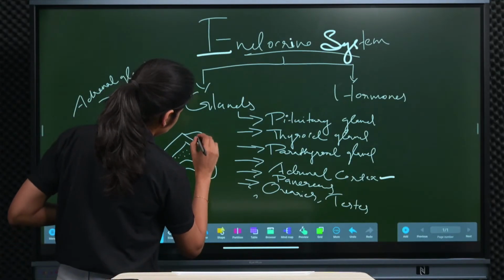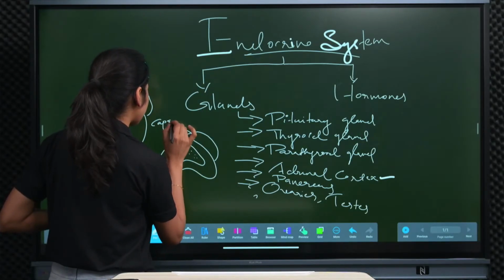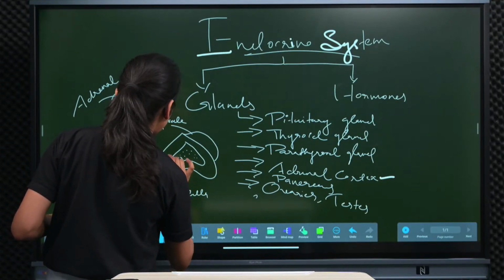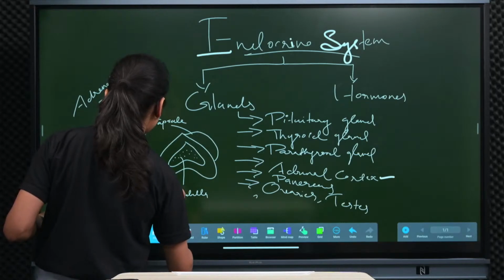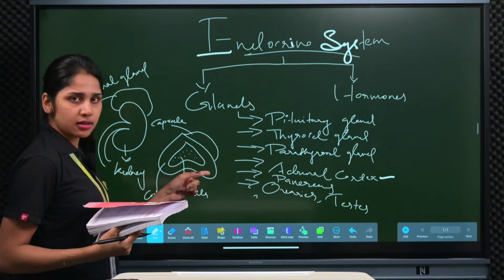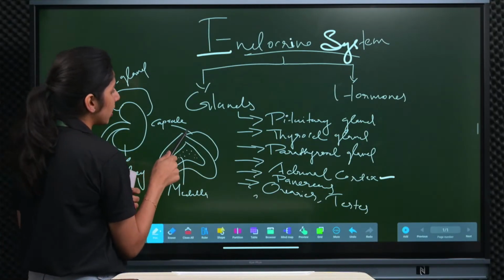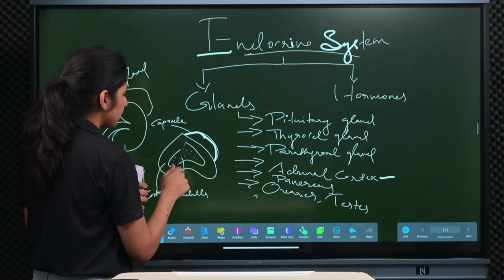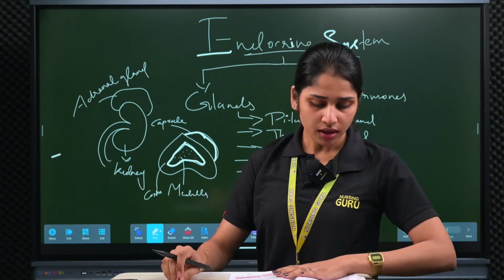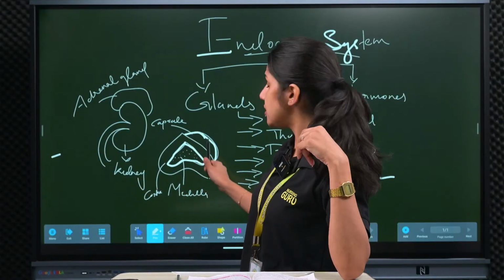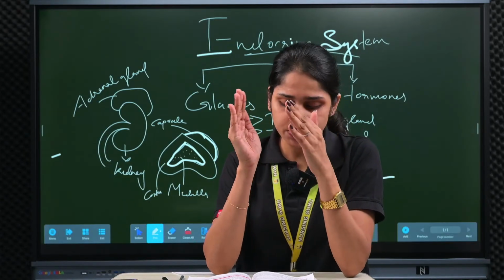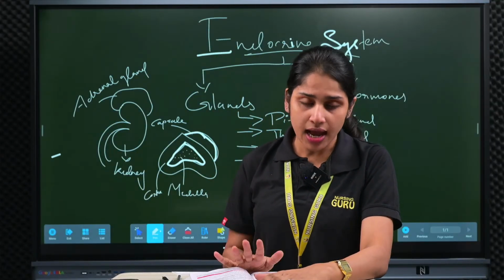This is our capsule. The center portion is our adrenal medulla, and the outer portion is our adrenal cortex. So the outer portion is the adrenal cortex, the inner portion is the medulla, and this layer is the capsule. Next we are moving on to the adrenal cortex, the outer surface. This region is present on the outer surface and it is the larger one.